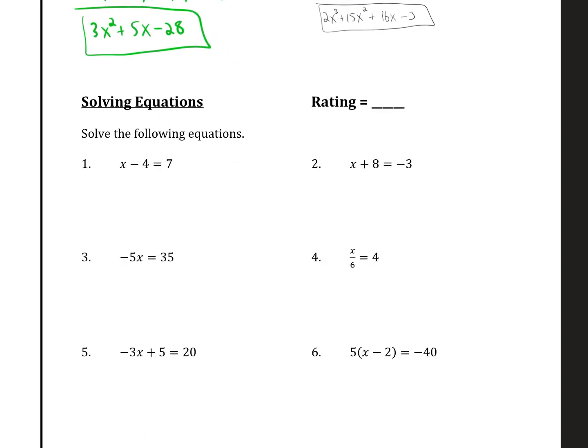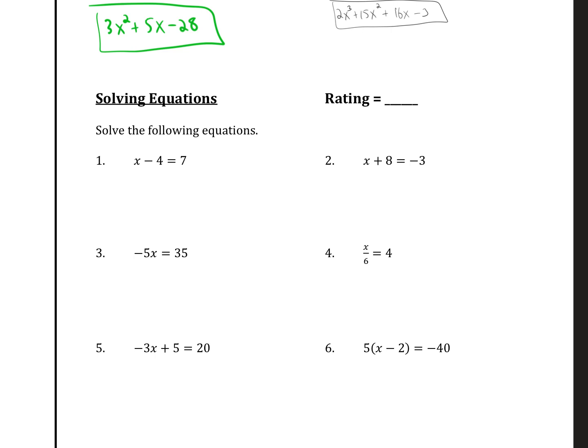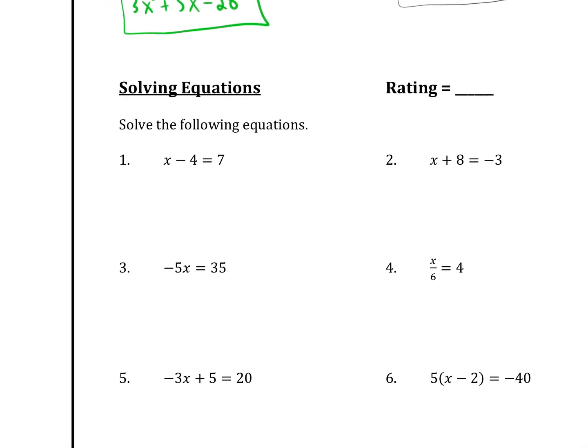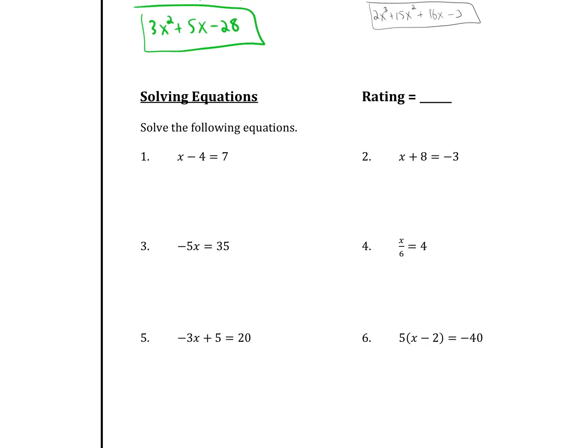Okay, cool. Now we're solving equations, the bread and butter of algebra. See if you can solve some of these and go ahead and give yourself a rating if you want. Okay, sounds good. So for solving equations, we're doing the opposite of PEMDAS. We're going to be undoing operations that are happening to x, okay? So if x is adding 6, you're going to subtract 6 to get it by itself, okay? So let's go ahead and do this here.